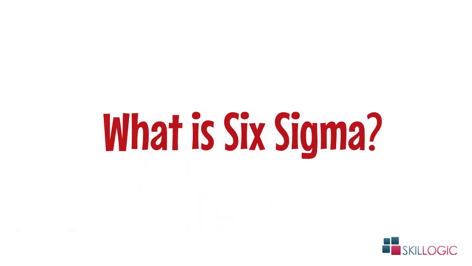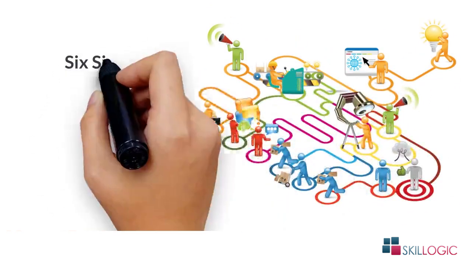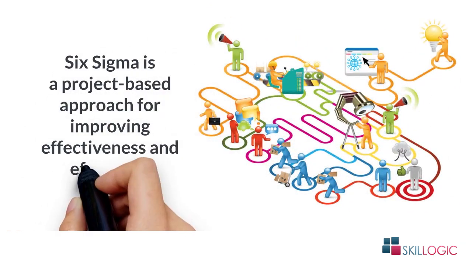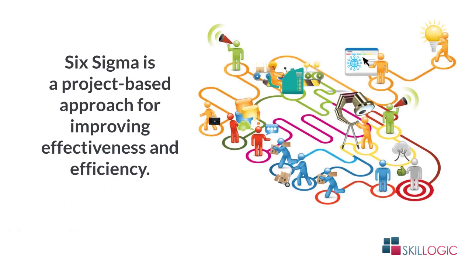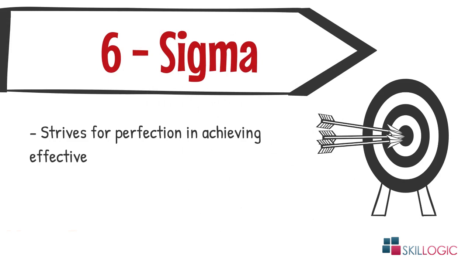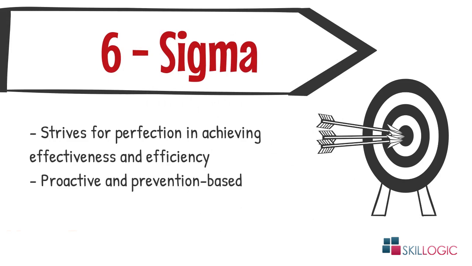What is Six Sigma? Six Sigma is a project-based approach for improving effectiveness and efficiency. Six Sigma is a methodology focused on creating breakthrough improvements by managing variations and reducing defects in the processes. Six Sigma strives for perfection in achieving effectiveness and efficiency in meeting customer and business requirements. Six Sigma is proactive and prevention-based instead of reactive and detection-based.